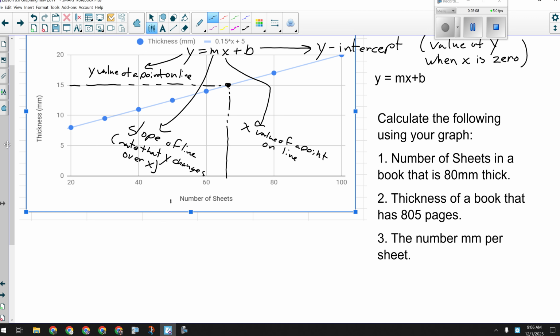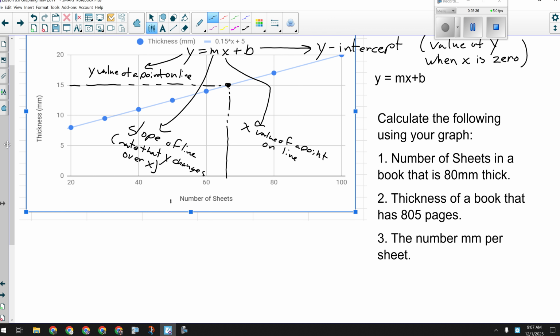So this question wants me to calculate the number of sheets. Which axis is number of sheets on? It's on the x-axis. So it's asking me to calculate what x is when y is 80 millimeters. Because it wants to know how many pages are in an 80 millimeter thick book. That's beyond the graph, but I can use the graph to calculate that.